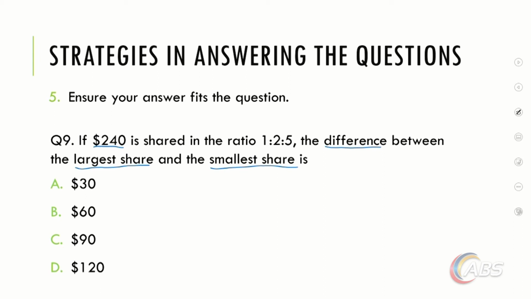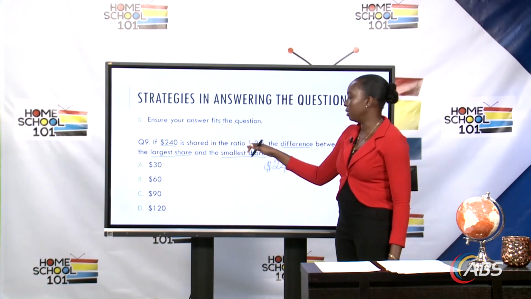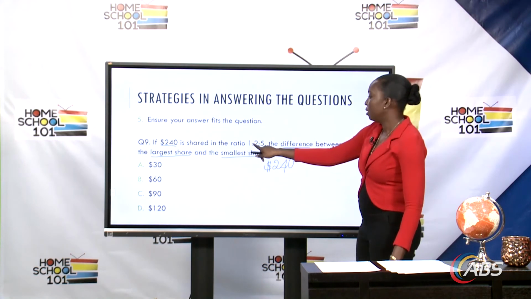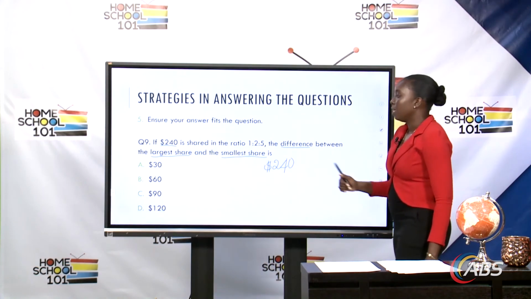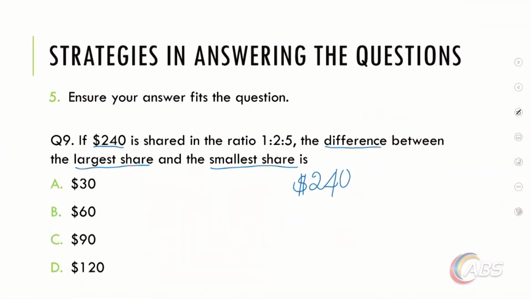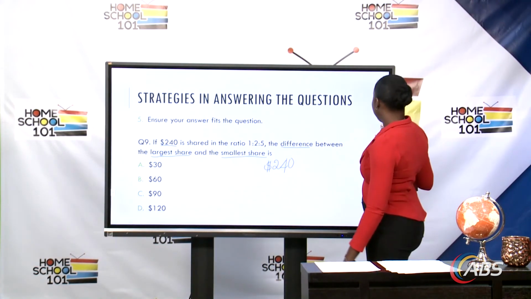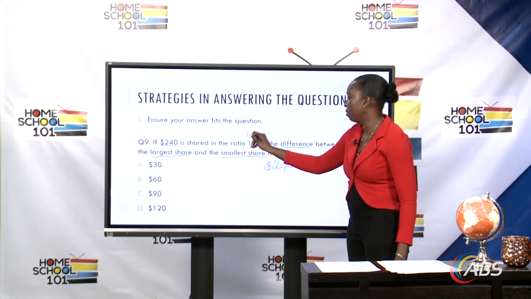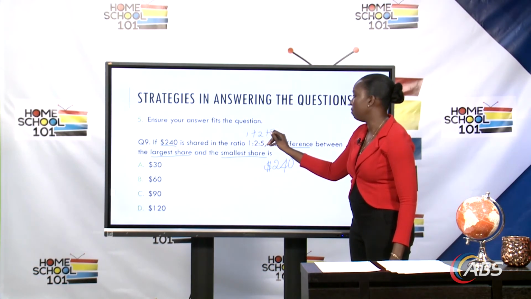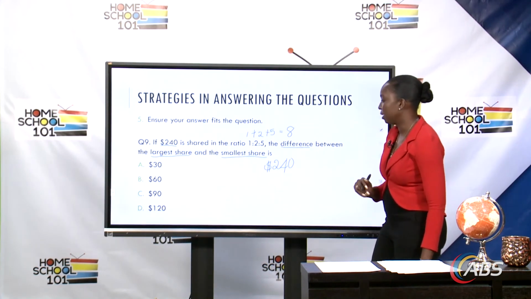So if our whole is $240 and we need to share it amongst these 3 people, somebody gets 1 share, somebody gets 2 shares, and somebody gets 5 shares. That means this is also a representation of the whole because the entire $240 is what's being shared. So I can go ahead and add 1, 2, and 5. 1 plus 2 plus 5 gives us 8.